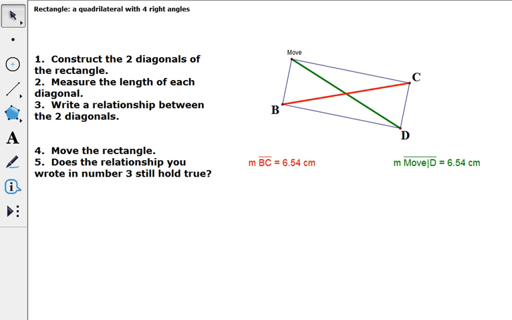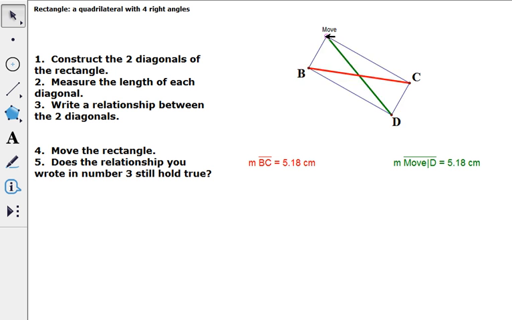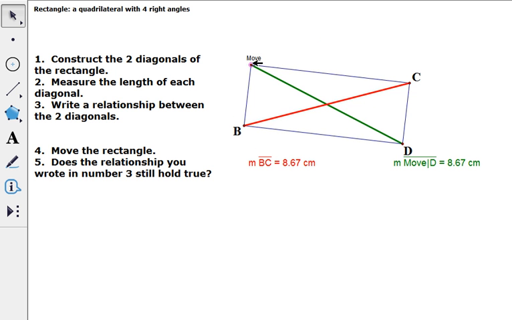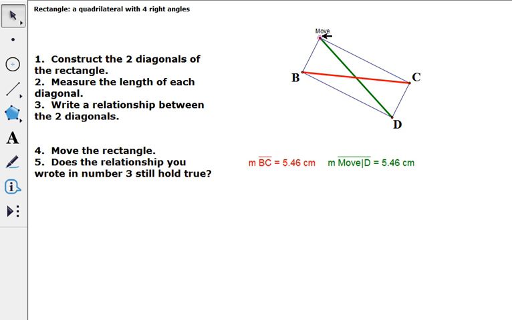So what I've done is I've measured the length of each diagonal, and right now it appears that those two lengths are going to be equal, or the diagonals are going to be congruent. Now as I move it, what you're noticing is the diagonals stay congruent to each other. And that will always happen in a rectangle. So diagonals always are congruent in a rectangle.